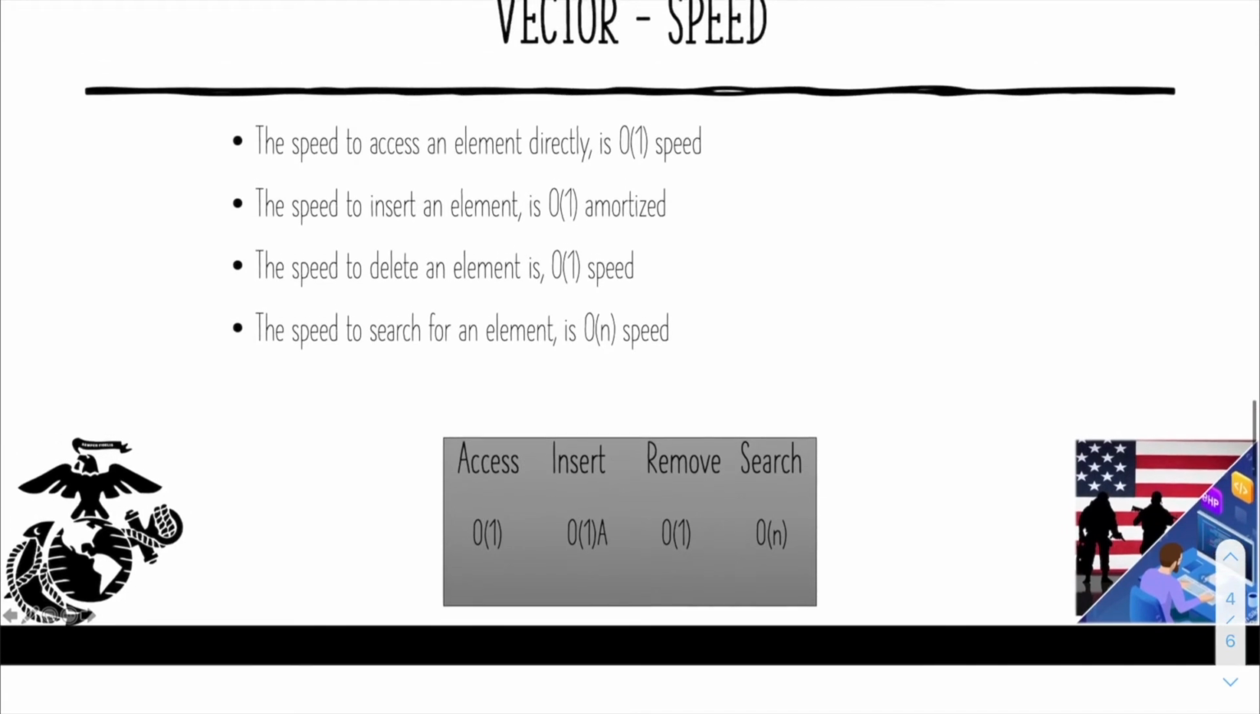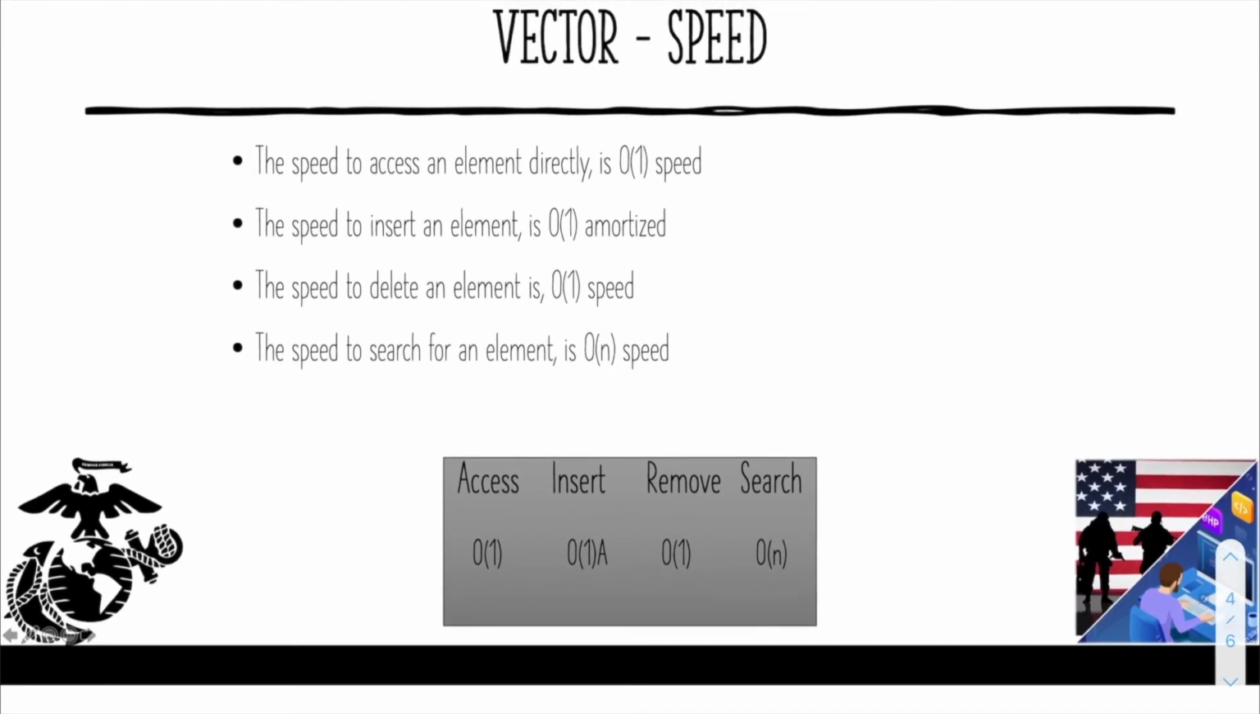So now let's talk about speeds. The speed to access an item directly is O of 1 speed. Speed to insert is O of 1 amortized, and we're going to talk a little bit more about that. And the speed to delete is O of 1 speed, but that's just the popback. And to search for an item in any linear data structure is O of n speed.